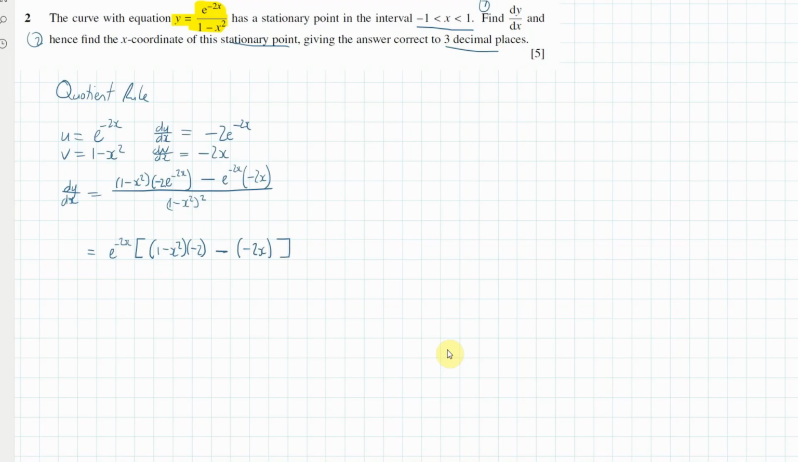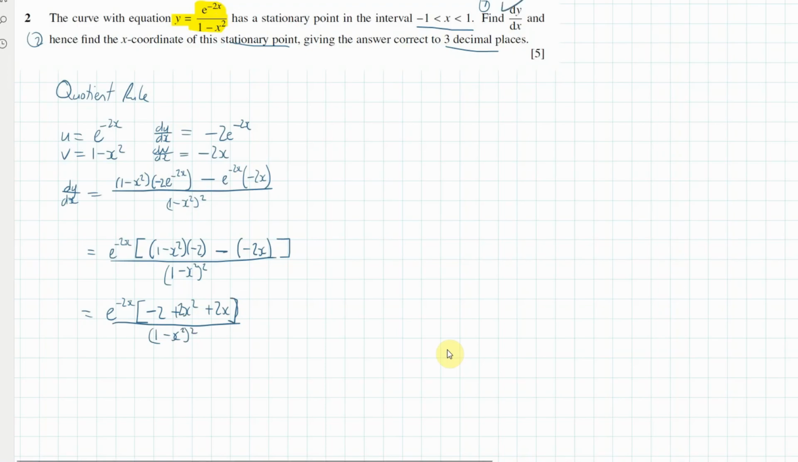Okay, so it's going to look like this, and that's just the top line. Or maybe I better put the bottom line in. Okay, and then we could say this is therefore equal to minus 2 plus x squared plus 2x, wait, plus 2x squared there. There we go. And that will be all over 1 minus x squared all squared. Now I've done the first part of the question.